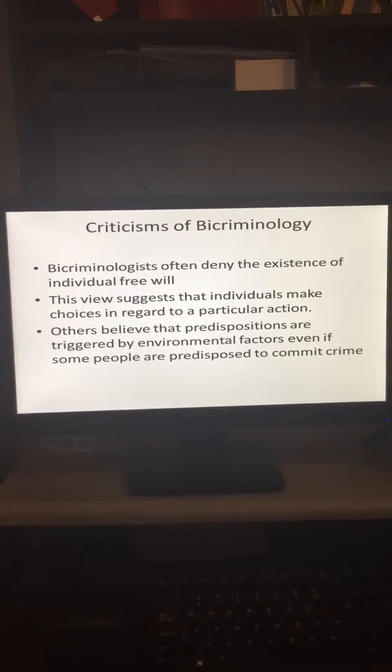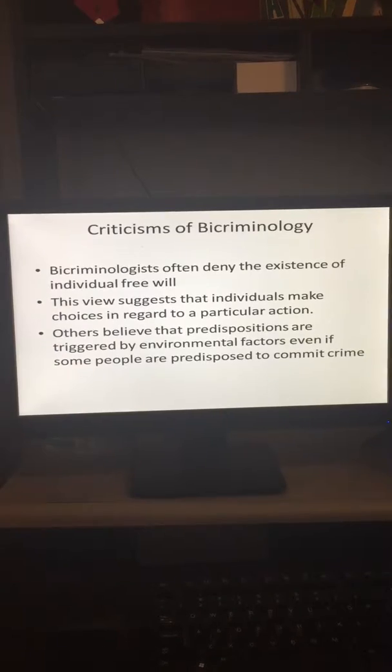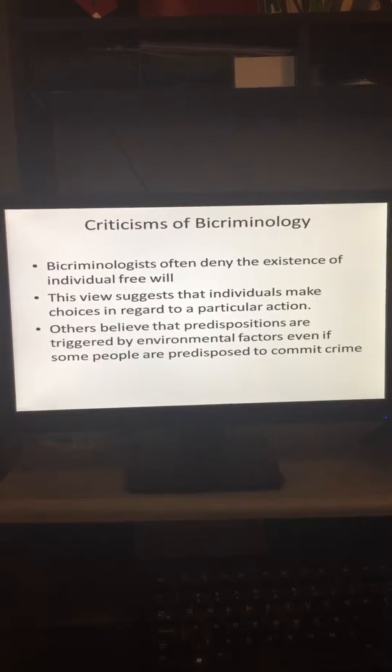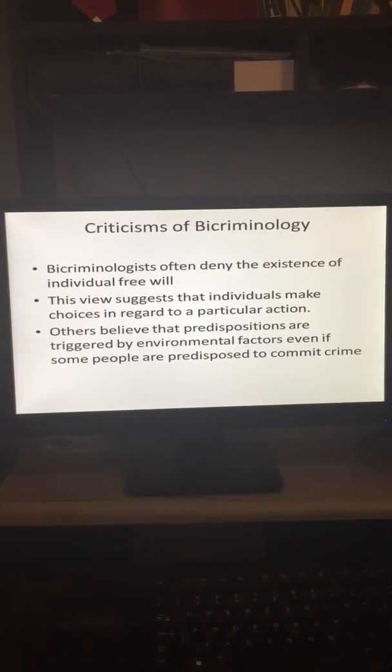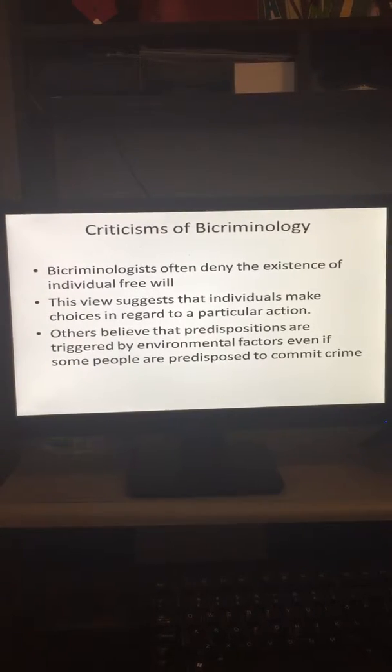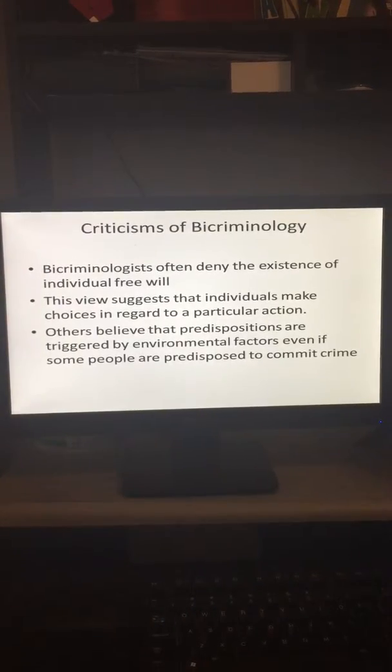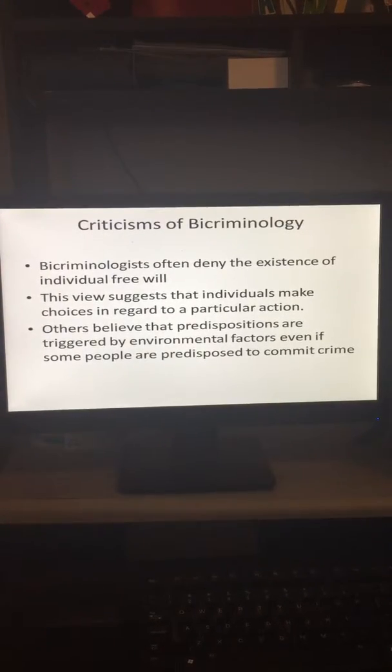Criticisms of biocriminology. Biocriminologists often deny the existence of individual free will. This view suggests that individuals make choices in regard to a particular action. Others believe that predispositions are triggered by environmental factors, even if some people are predisposed to commit crime.